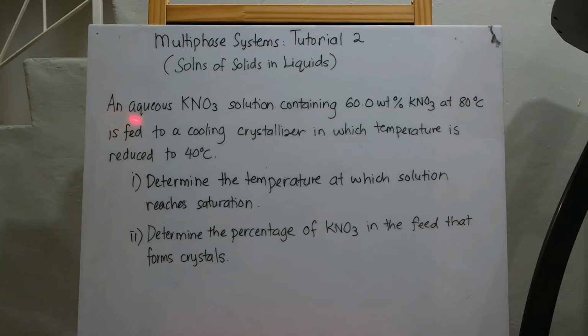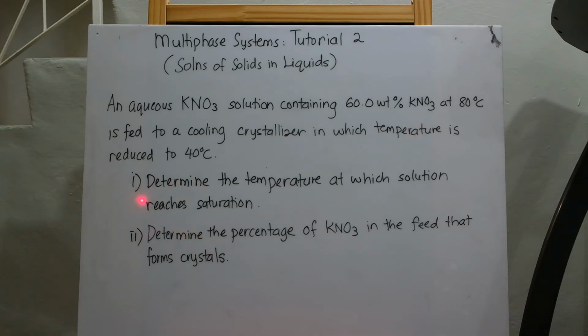So we have an aqueous. So when it's aqueous, that means it has water. An aqueous potassium nitrate solution containing 60% potassium nitrate at 80 degrees C is fed to a cooling crystallizer in which temperature is reduced to 40 degrees C. So we have a crystallizer which has an inlet of 80 degrees C and outlet 40 degrees C. This is what it meant.